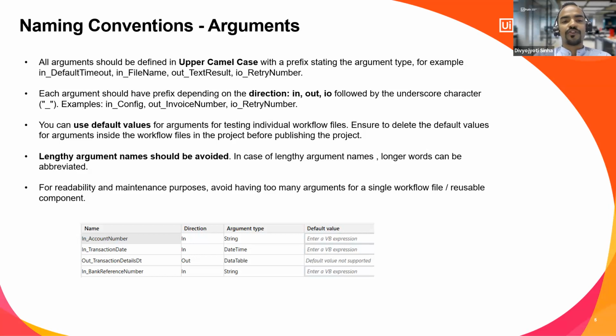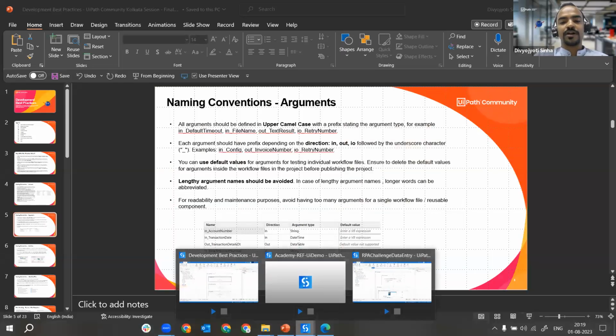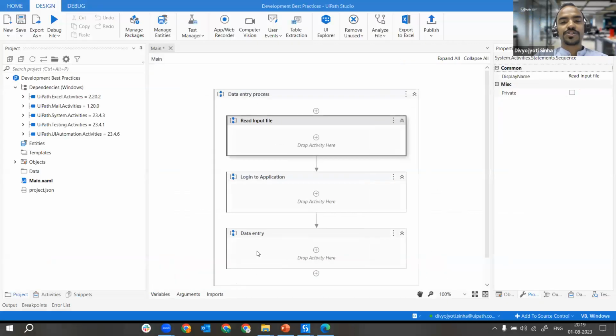So again, for readability and maintenance purposes, it is recommended not to have too many arguments for a single workflow or a particular reusable component, right? I can give you one example over here. Let me go back to the studio.